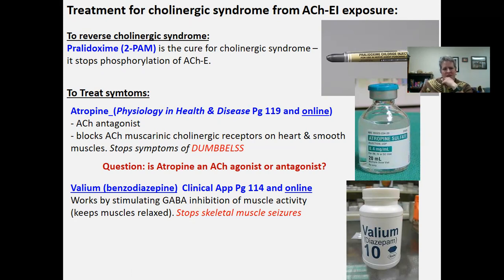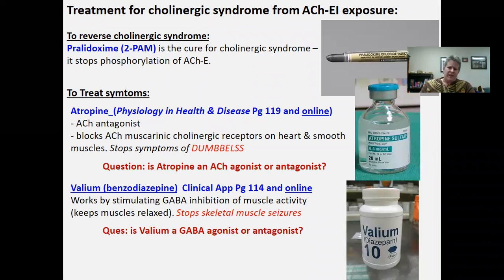So let me back up here to atropine. I asked here, is atropine an acetylcholine agonist or is it an antagonist? Is it a blocker? Well, it says here it blocks acetylcholine cholinergic receptors. So it's an acetylcholine antagonist. It's a blocker. Okay, so we applied a nursing situation to acetylcholine signaling and abnormal acetylcholine signaling.